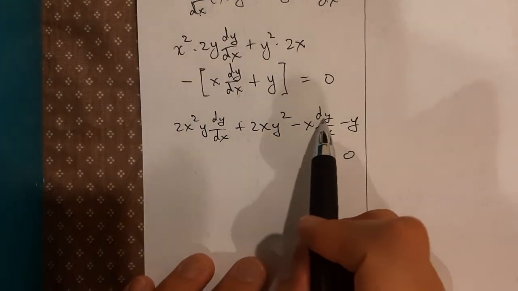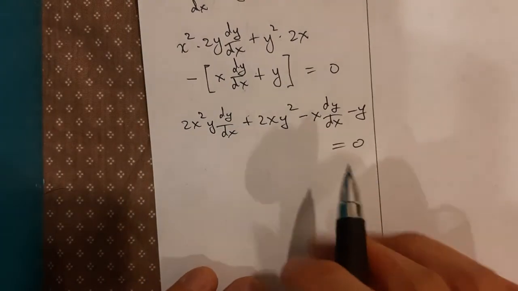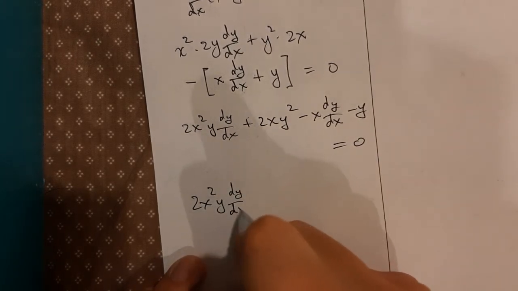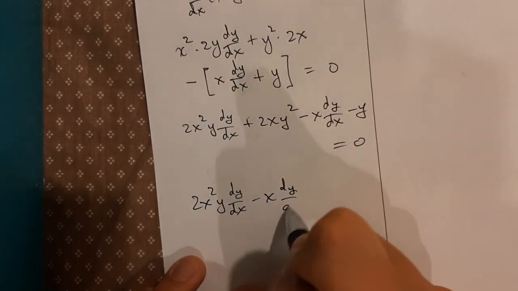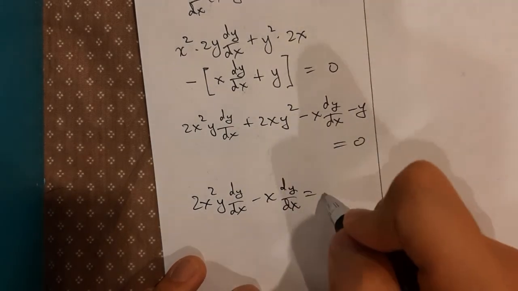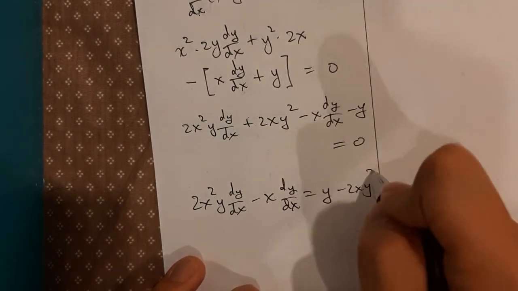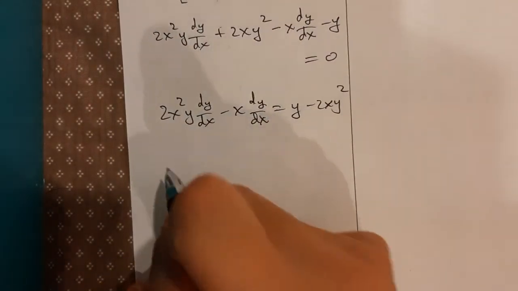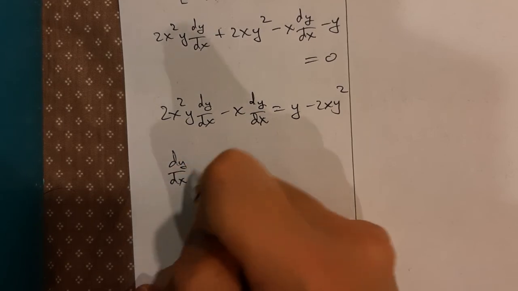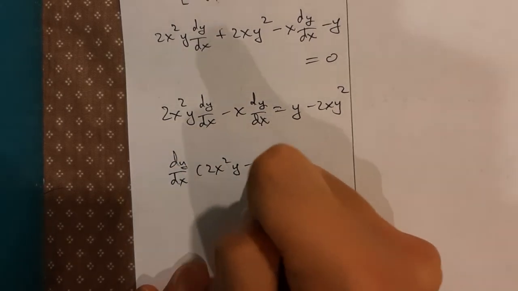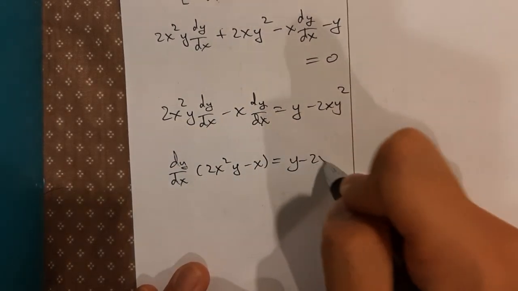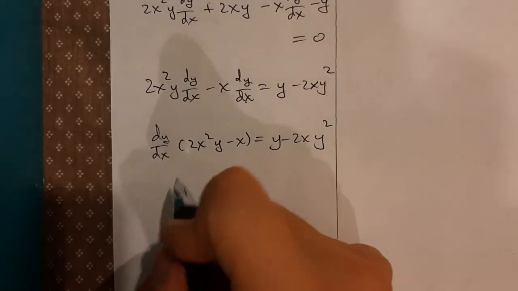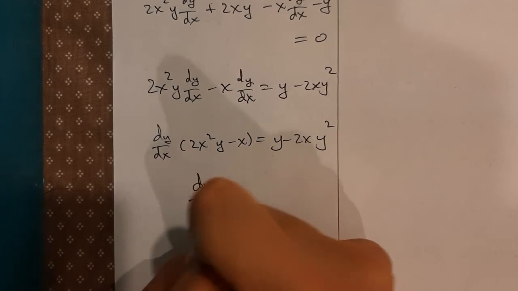Now you need to solve for dy dx, so you need to group those terms together. Move the others to the other side. We have a y minus 2xy squared. Factor out the common factor of dy dx. Then we can divide that factor to the other side. We have dy dx equals.